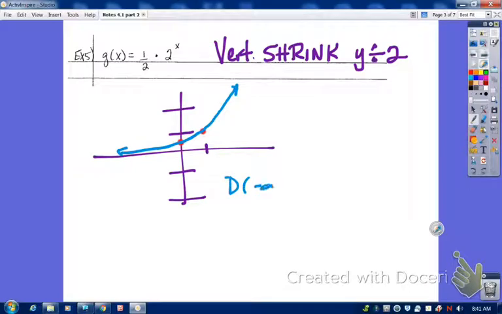Domain is negative infinity to positive infinity. Range is 0 to infinity. Equation for the asymptote is y equals 0.